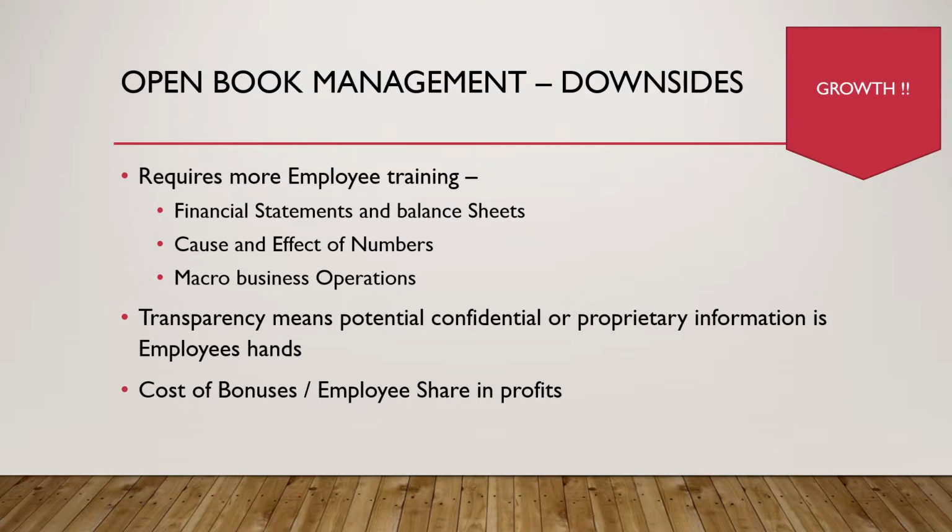So this is financial statements and balance sheets, cause and effect of numbers, macro and micro business operations. So you want to be able to give them, when they're seeing the data, how it relates to the organization as a whole. Transparency, of course, then means potential confidential proprietary information or more information is out there in the employees' hands. So there are probably additional agreements that need to take place, competitive contracts and such.